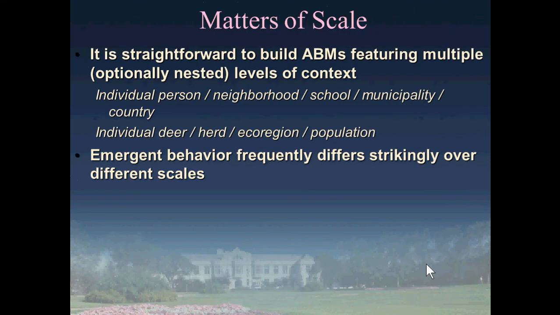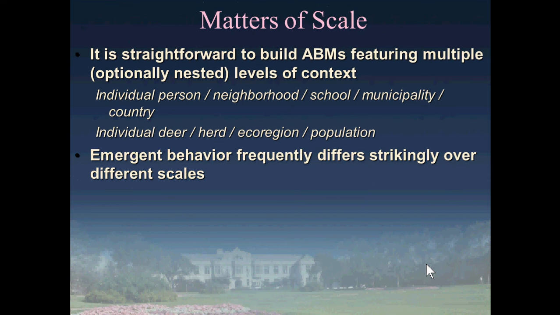Another feature of ABMs that we'll see a little bit in this boot camp, there'll be an optional session on this, is that it's straightforward to build agent-based models that feature multiple aspects of context. So we can capture, for example, persons nested in neighborhoods, each associated with schools, with municipalities or country. Or we can capture individual deer in a herd within an ecoregion or within the broader population. So when it comes to agent-based models, we're not merely talking about atomistic individuals in a single population. We're talking about interacting individuals, often in one or more populations, and where there's often nested linkages or networked characteristics of those populations. So it's very common to have these models capture multiple populations and interactions between them.